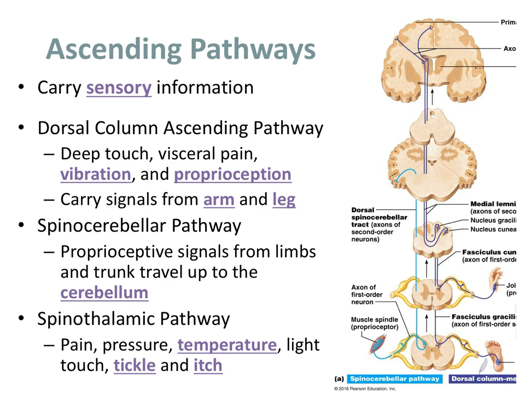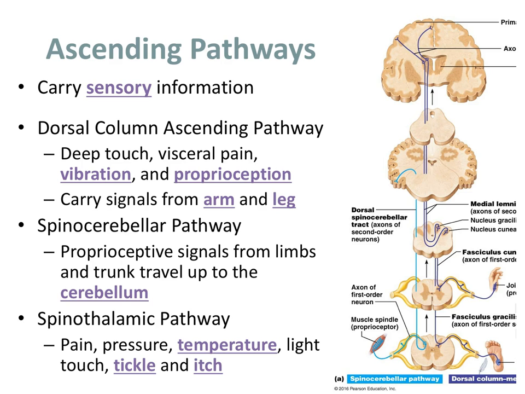Ascending pathways carry sensory information from the body to the brain. You should know three specific ascending pathways. The dorsal column ascending pathway is located in the dorsal column. It carries signals about deep touch, visceral pain, vibration, and proprioception from the arm and leg. So if your cell phone is in your pocket on your leg and it vibrates, that sensation is carried up the dorsal column ascending pathway.